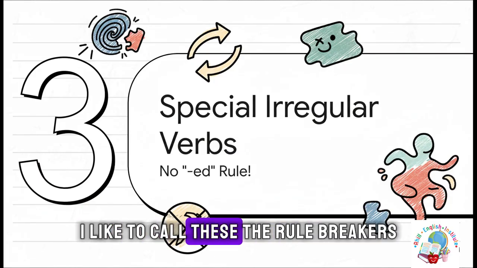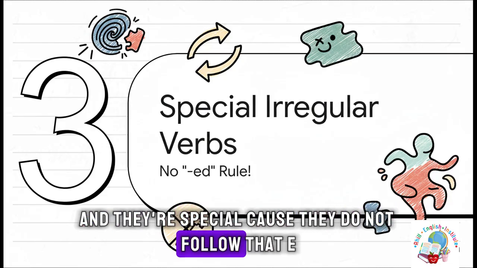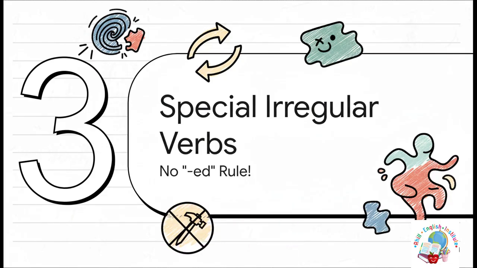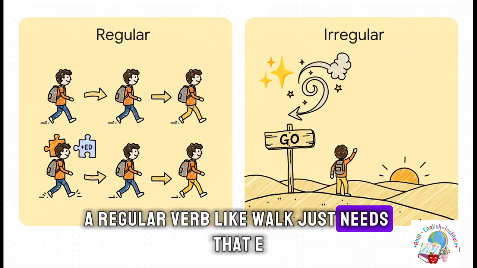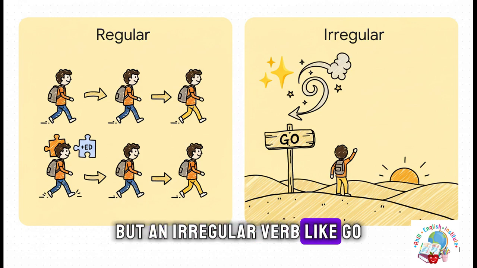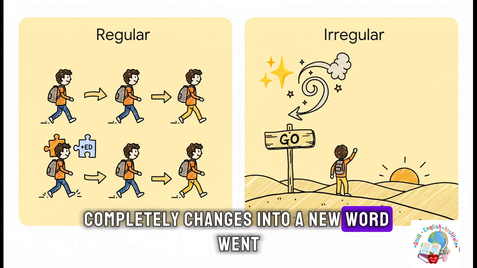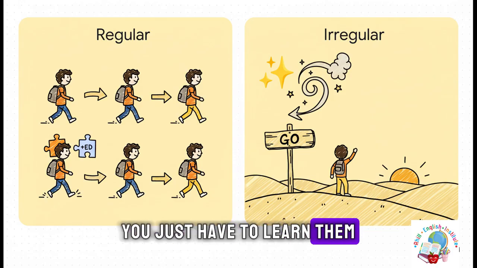Okay, now that we've got the main rule down, it's time to meet the exceptions. I like to call these the rule breakers. They're the irregular verbs, and they're special because they do not follow that ED rule at all. This comparison makes it super clear. A regular verb like walk just needs that ed to become walked. Simple. But an irregular verb like go completely changes into a new word, went. For these guys, there's no magic rule. You just have to learn them.